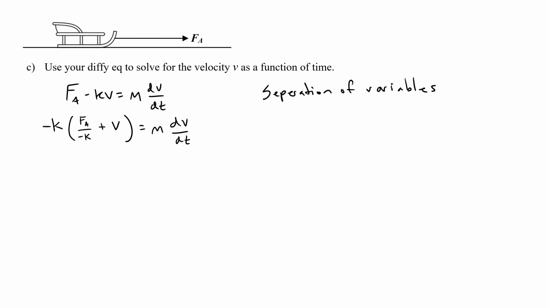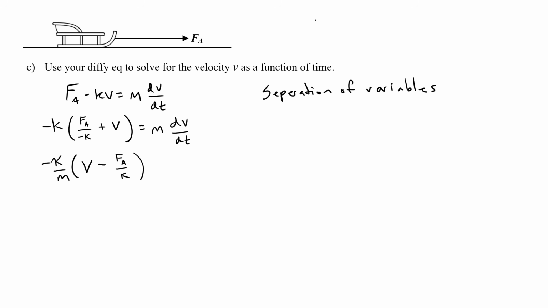Well, to do that, we're going to have to get this m over on the left side. So I'm going to have negative k over m. And I'm going to clean up what's inside of my parentheses because I don't like what it looks like. I'm going to write this as v minus Fa over k. That looks a little bit better to me.